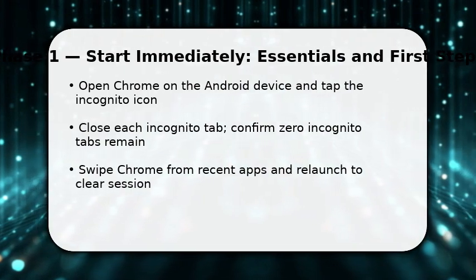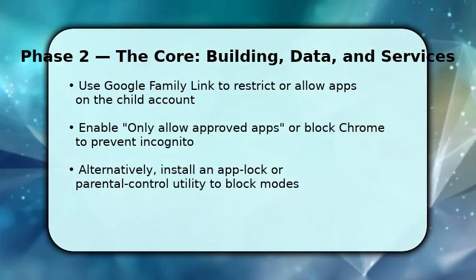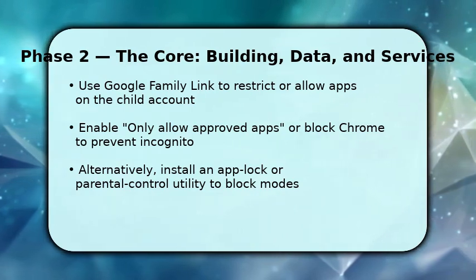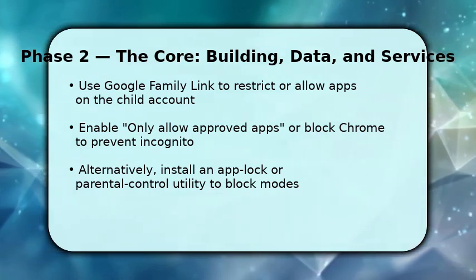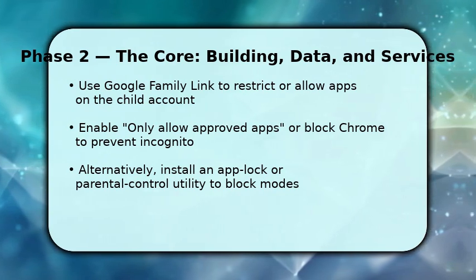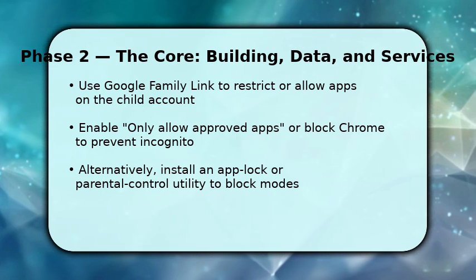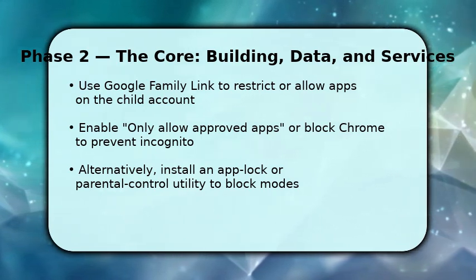Now you prevent Incognito from returning. Set up Google Family Link on the parent device, link the child account, and choose app restrictions. Enable only allow approved apps or block Chrome entirely so private tabs cannot be opened.